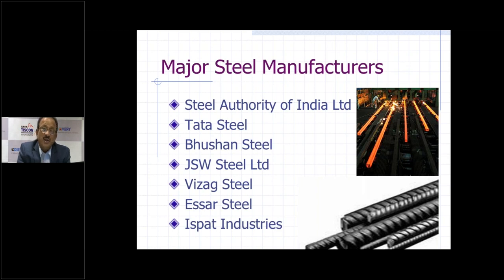Who are the major steel manufacturers in India? Of course, Tata Steel is there, Tiscon is there. They are one of the leading manufacturers. Apart from that, Steel Authority of India Limited is there. Then Bhushan Steel, JSW Steel, Vizag Steel, SR Steel, Ispat Industries, and so many other small and medium-sized players are there in India. I would not like to cover all of them, but these are the few major players who are playing an important role in the manufacture of steel.